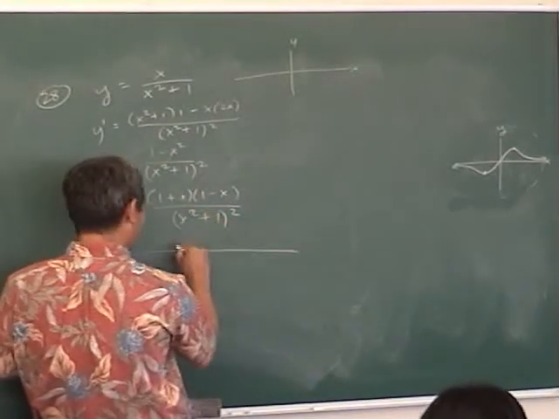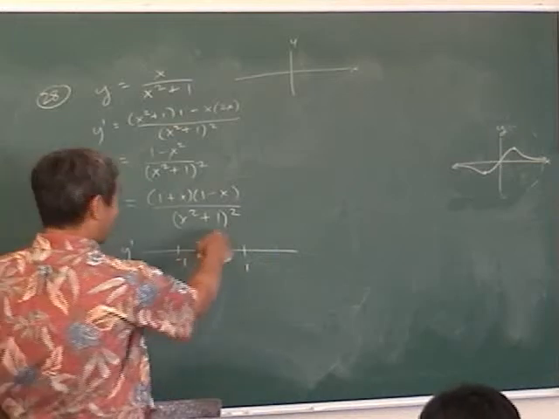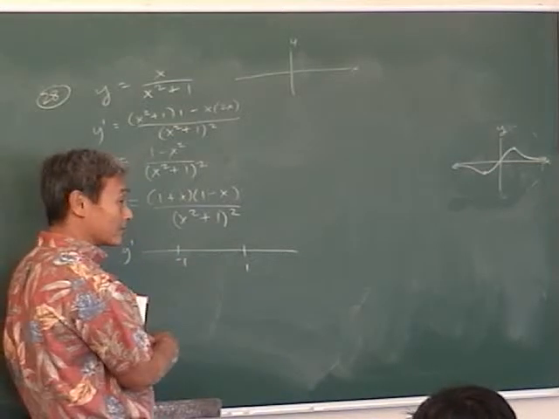Okay, what makes the top 0? Negative 1 and 1. Nothing makes the denominator 0. Remember, it's always positive. Does that sound familiar?